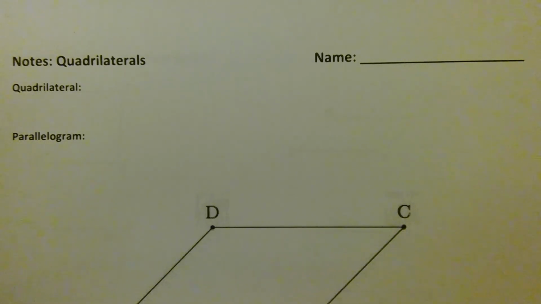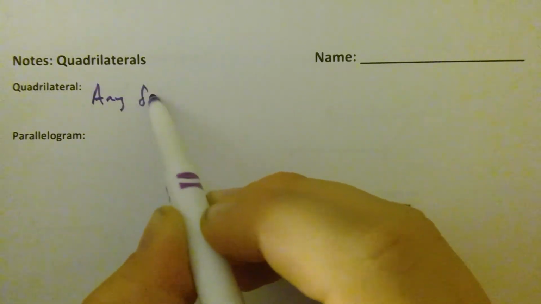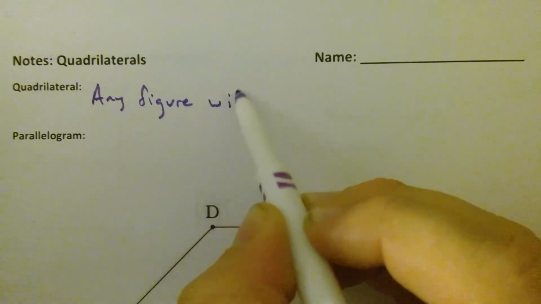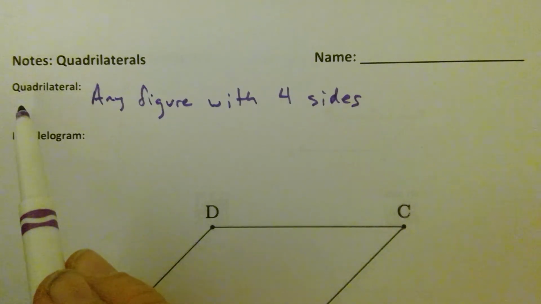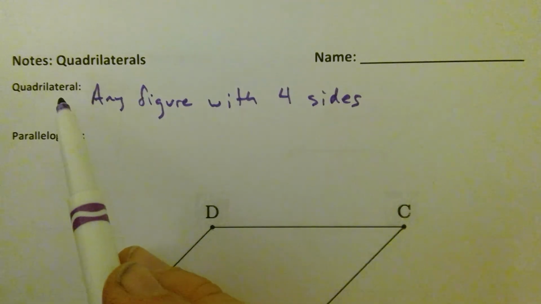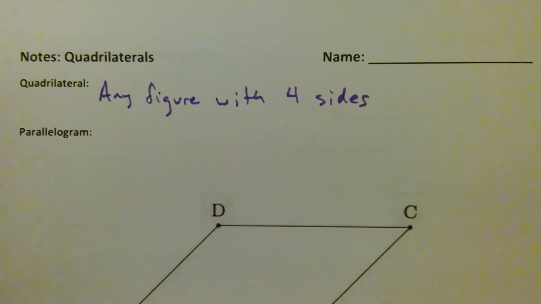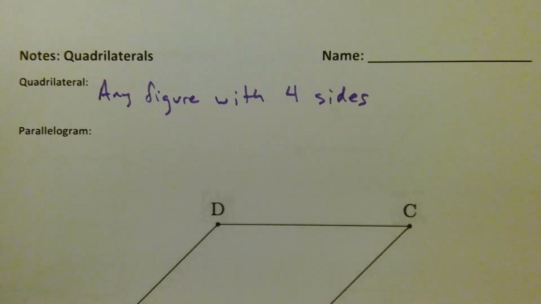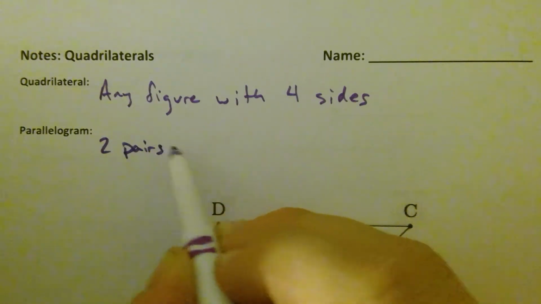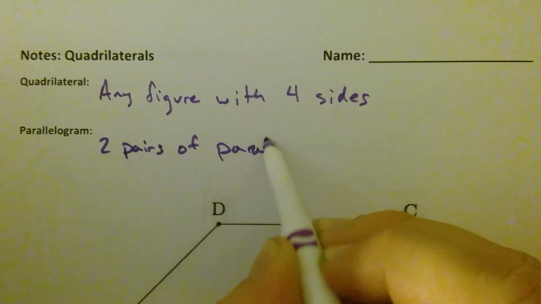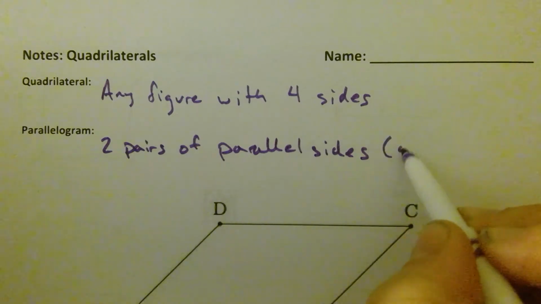So a quadrilateral is any figure with four sides. Any figure with four sides. Okay, quad means four, lateral or lata is sides. Okay, so the main one we're going to focus on is a parallelogram. And so a parallelogram has four sides, and more specifically, it has two pairs of parallel sides. Okay, and we'll make a note here that this is a quadrilateral.